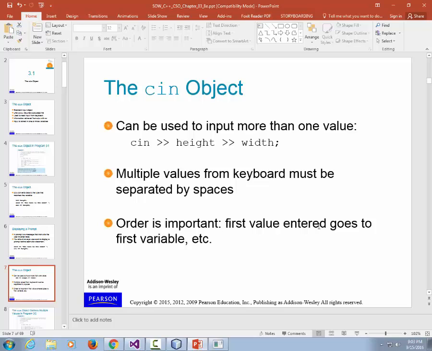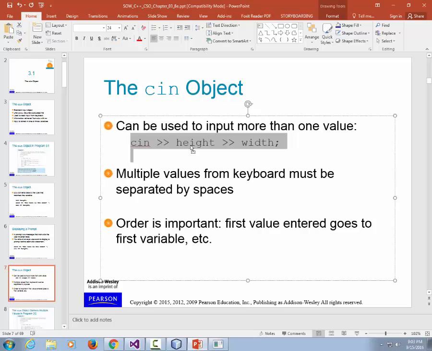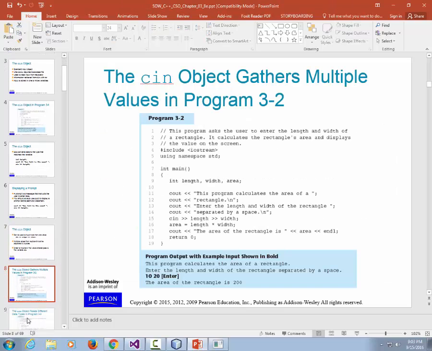Order is important. The first value goes into the first variable and so on. So if we do this, cin into height and width, and they're supposed to enter two values, then the first thing they type goes into height. The second thing they type goes into width.